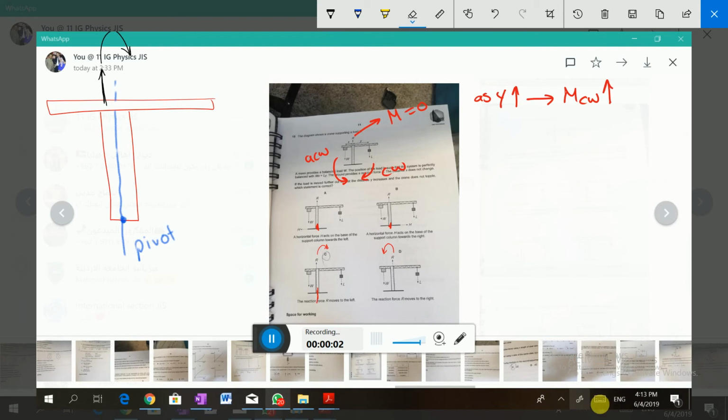So the normal reaction should be shifted where? In this position. So now it has an anti-clockwise moment, which is the additional anti-clockwise moment, right, which will balance the clockwise moment. Here also anti-clockwise about the pivot, here clockwise, right?